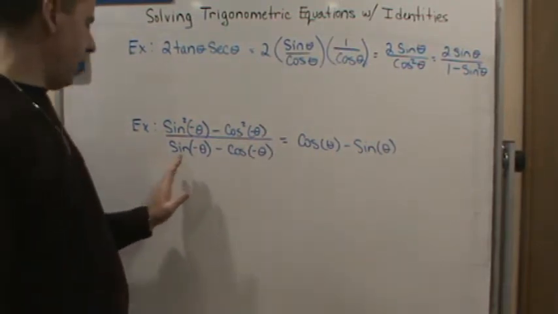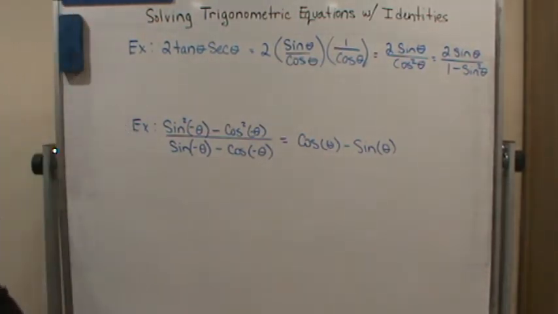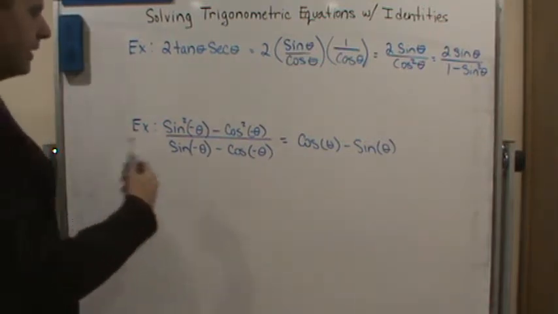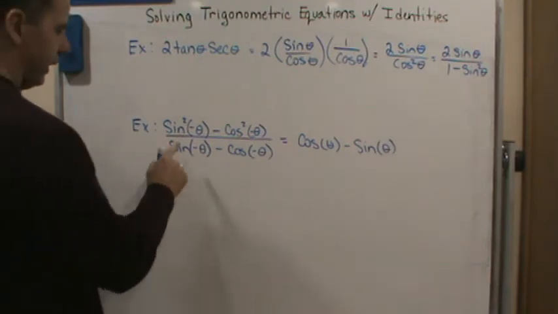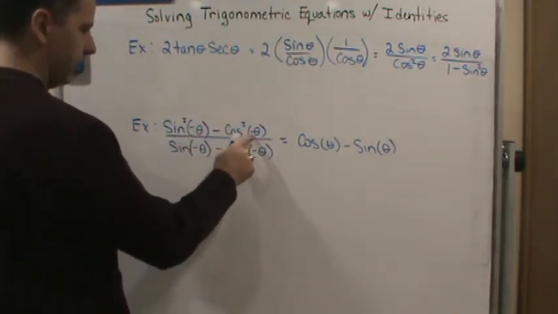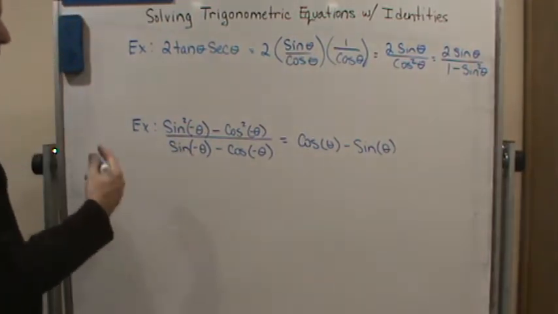Okay, now what about this one? Now here they want us to verify this identity using even, odd functions and algebra. Okay, so let's do some manipulations here. So again, let's simplify things. So again, what does the squared mean? So we've got a negative in here, negative in here. We know sine and cosine. Well, we know sine.